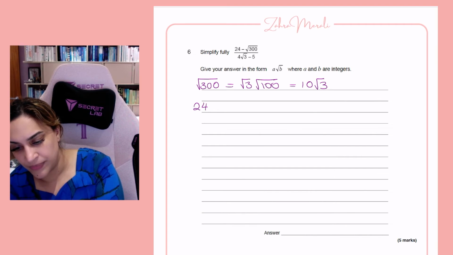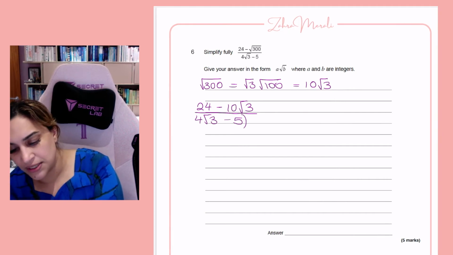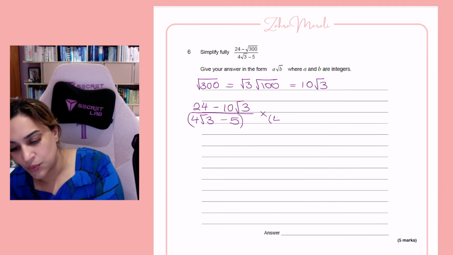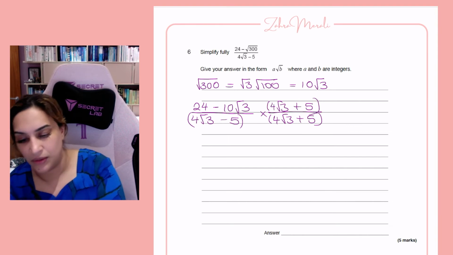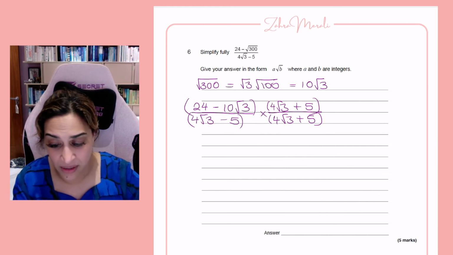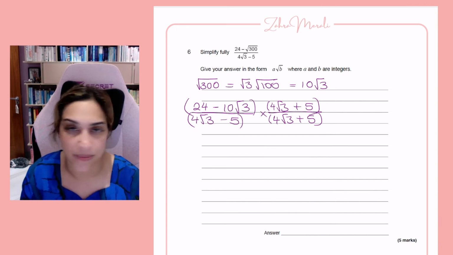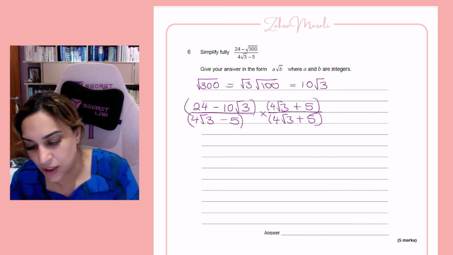So now I've got 24 minus 10 root 3 over 4 root 3 minus 5. And we want to rationalise that denominator. So we're multiplying top and bottom by 4 root 3 plus 5. Okay, so we've got some big numbers here. Now to be fair, this question was actually in a calculator paper, but there's no reason you shouldn't be able to do the mental arithmetic for it.